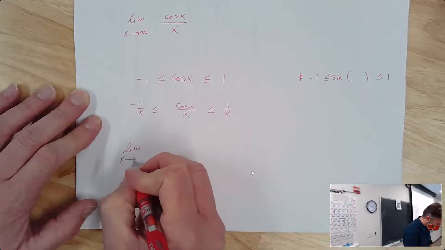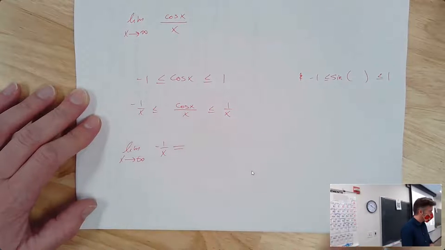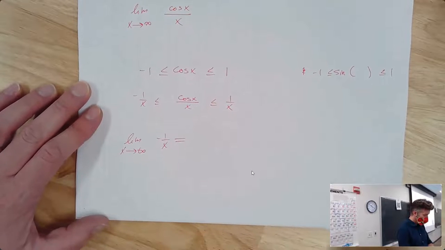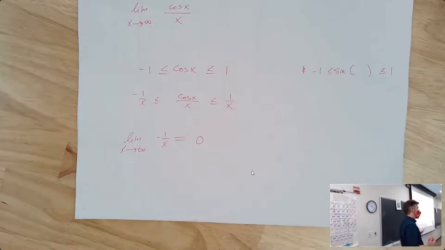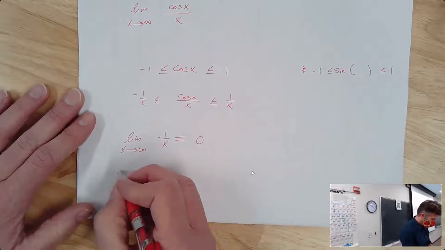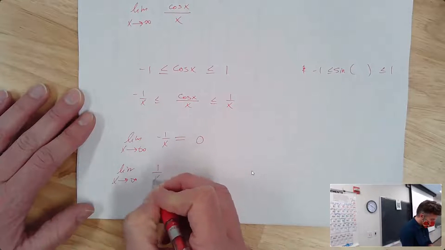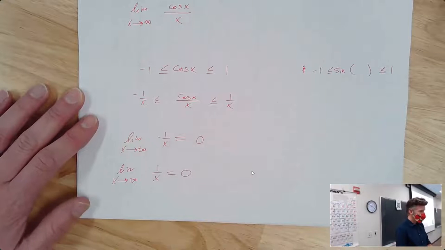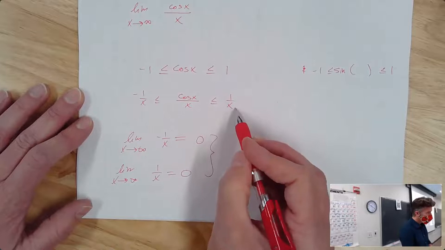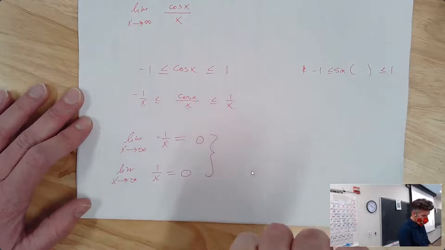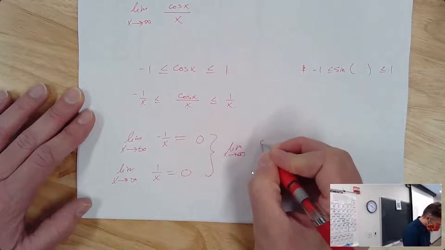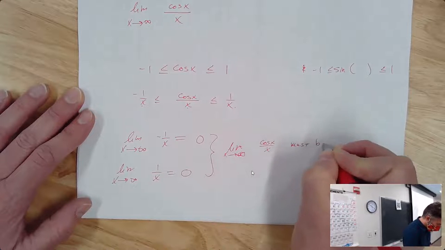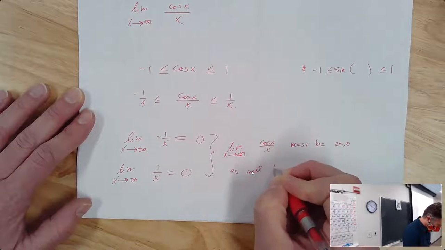The limit as x goes to infinity of negative one over x is what? I know I kind of garbled those words there. The limit as x goes to infinity of negative one over x is what? Right. If the fraction has a denominator that's getting large, the overall value is getting small, closer and closer to zero. Similarly, the limit as x goes to infinity of positive one over x is also zero. These two facts combined tell us that if the limit of that's zero and the limit of that's zero, and this is in between them, then this limit also has to be zero. Must be zero as well by the squeeze theorem.